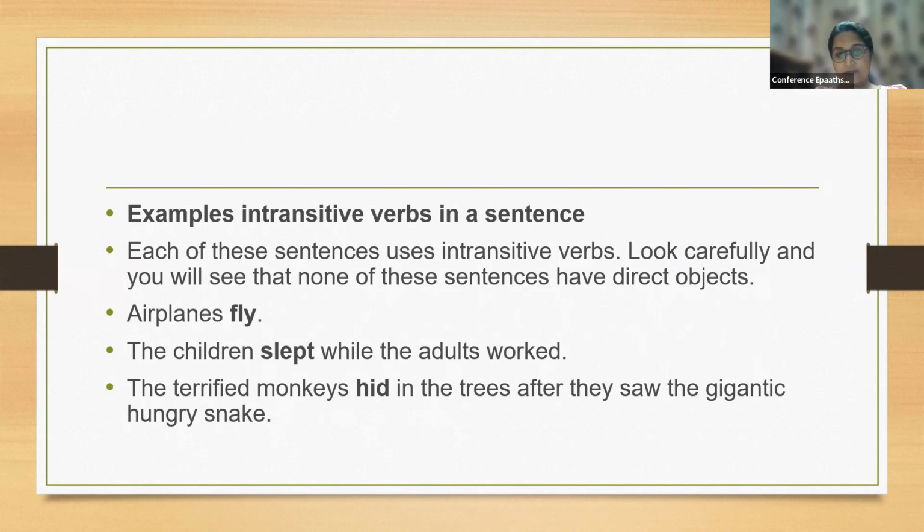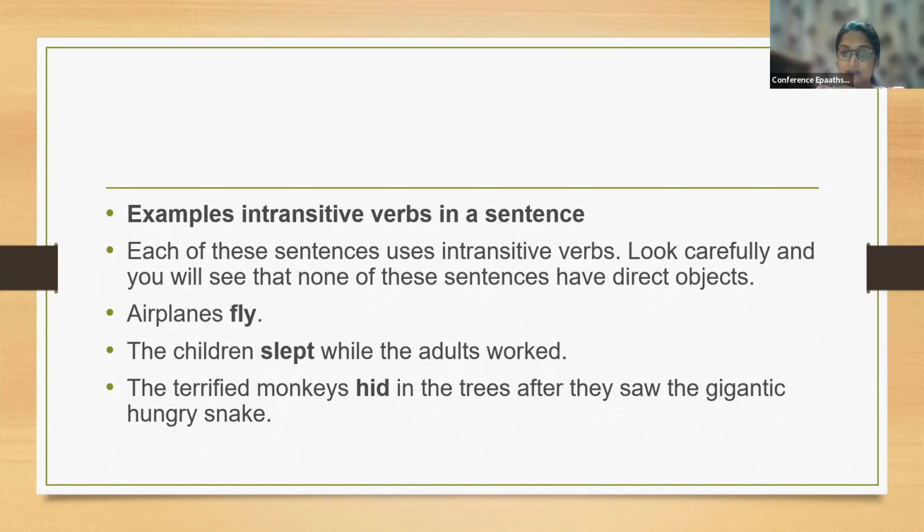If you look carefully, you can see that none of these sentences have direct objects. Airplanes fly. Now there is no object. Fly is an intransitive verb. The children slept while adults worked. Children slept. Slept house, slept bed, there is nothing. So, children slept. The terrified monkeys hid in the trees.